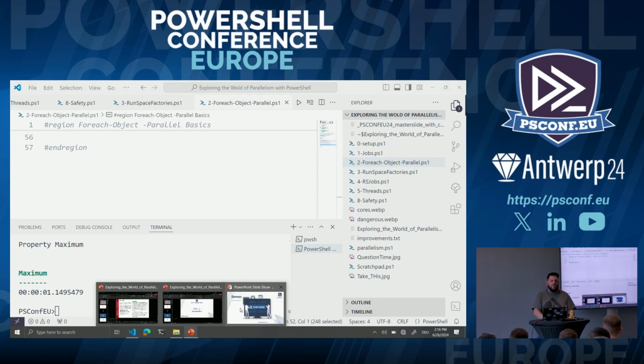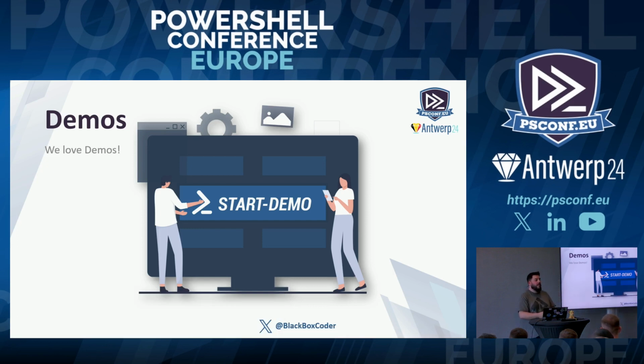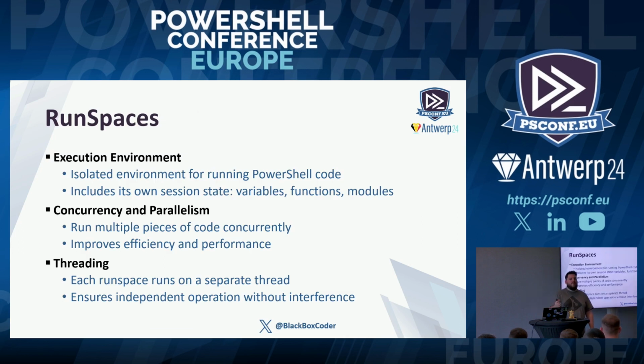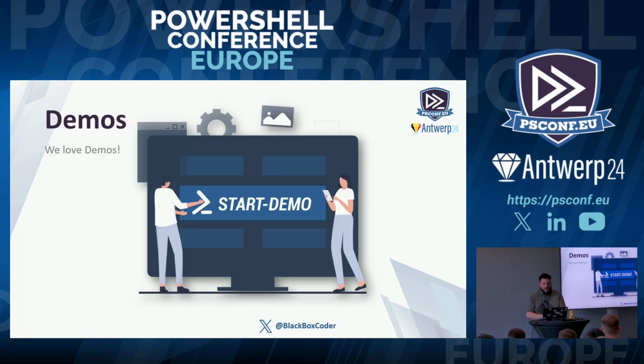But if you're a poor soul, and I saw in the keynote there are many of those, in 5.1 we don't have the capabilities of ForEach-Object -Parallel, but we have runspaces. So, we have runspace factories. With runspace factories, you can aim for the same goal as with ForEach-Object -Parallel. We have the execution isolated. Each runspace runs on a separate thread, and it's independent for the operation itself. With that said, let's head directly back to code.